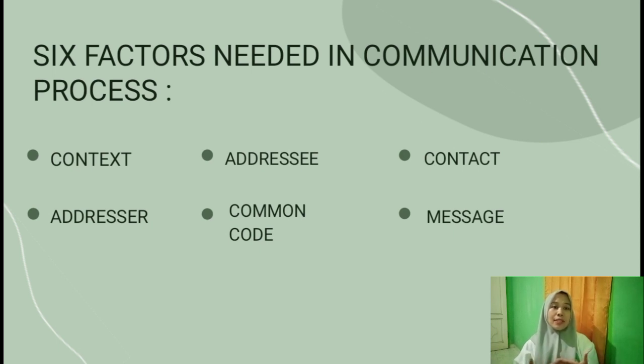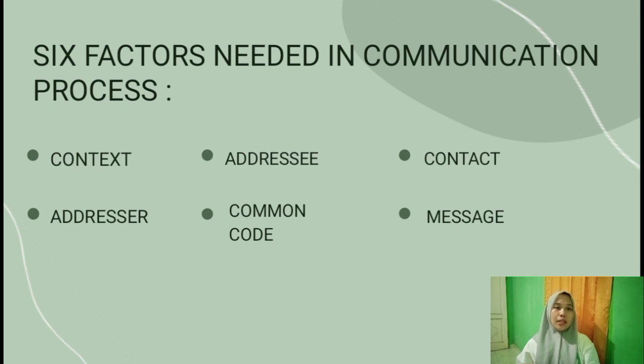This connection keeps the lines of communication open. Next is common code. We can say that common code is the way we deliver a message to the audience. And the last one is message. As we know, message is what is sent by the sender to the audience. So those are the factors in the communication process. Next, we go to the functions of language.